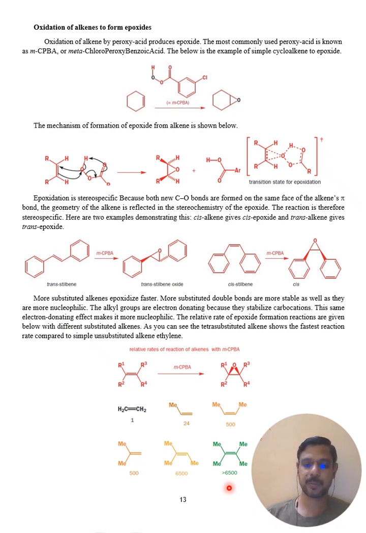This is because of the increase in the electron richness of the double bond by attaching plus I inductive effect groups like methyl groups. So when the electron density increases, there is a lot of electron density available to easily attract this electron deficient oxygen, right? So the epoxide formation will be very fast.